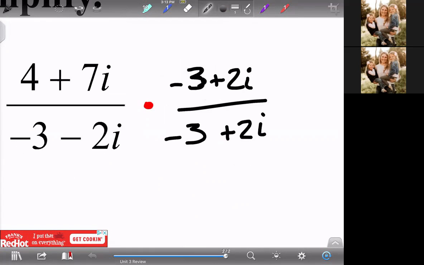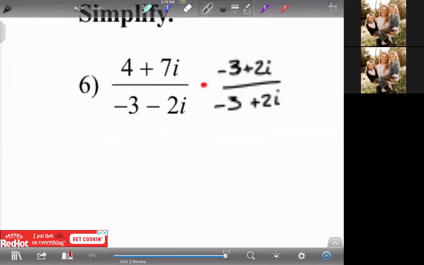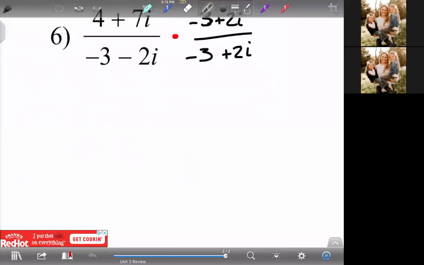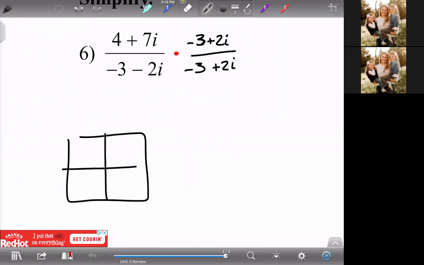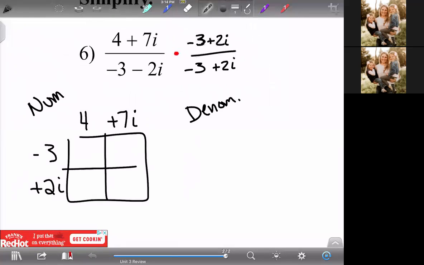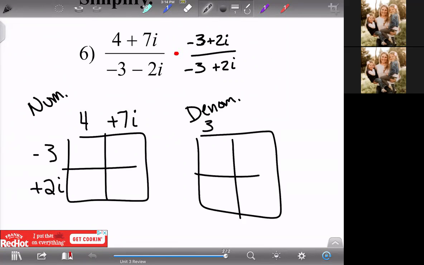This is going to create 2 box problems for us. So we're going to make a box problem from the numerator and a box problem from the denominator. So there's our numerator. For the denominator, we're going to have another box. Then we're going to just fill in our boxes.